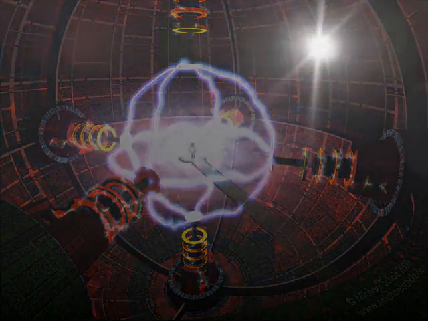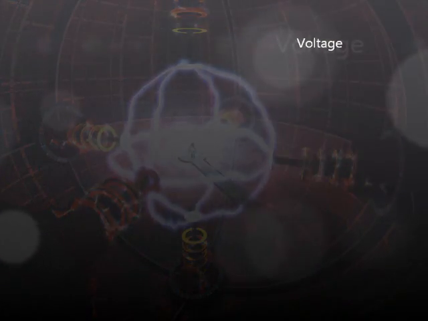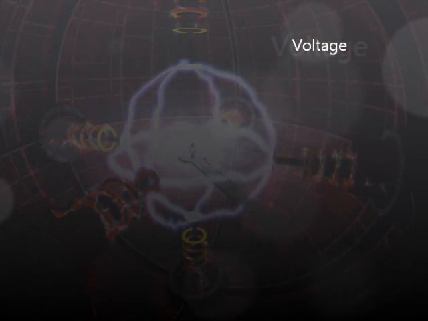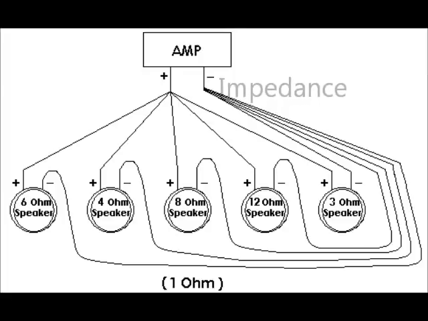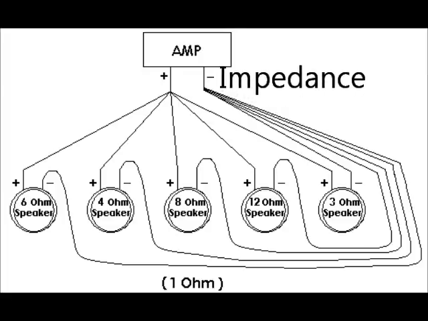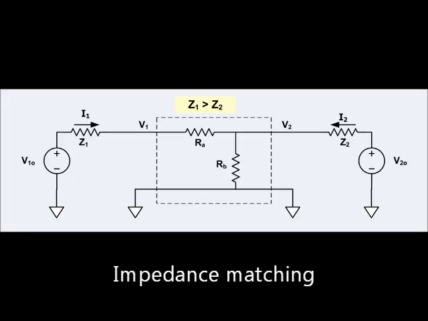Now to the physics of speakers. Voltage is an electrical driving force or electrical potential difference. Impedance is the measure of opposition. Also, it's called the resistance. To impedance match, you want the ohms to be matched so that things don't blow up like the speakers.